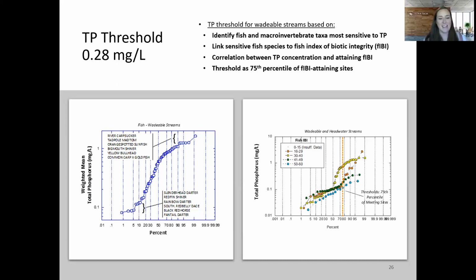Thank you, Stephen. Yeah, so we have reason to believe that if we can get our total phosphorus concentrations in stream to be less than 0.28 milligrams per liter, we should see a healthy response in those nutrient sensitive fish species and macroinvertebrates. So that's why we have this approach.